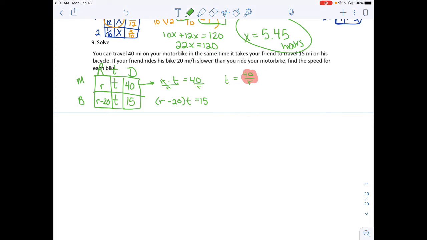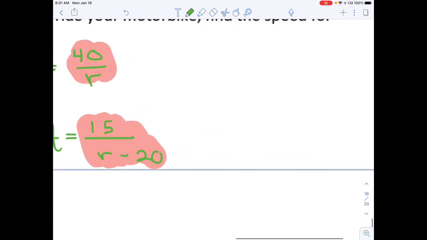So we're going to divide the second one by r minus 20. So we'll do r minus 20 here, r minus 20 here, and then we get t equals 15 over r minus 20. And this 15 over r minus 20 is really important because we're going to set it equal to the 40 over r. So I am going to zoom in as best as I can so I don't go to the next page with my writing.